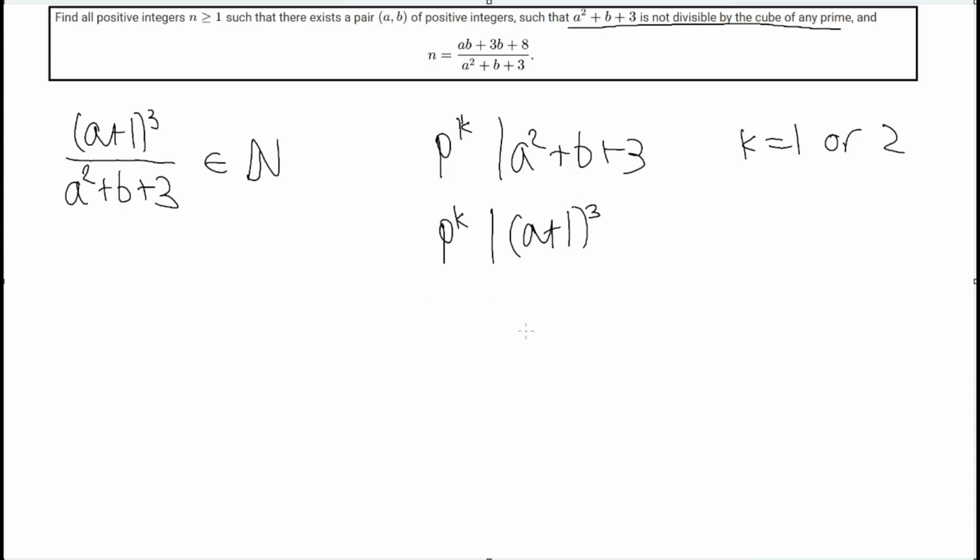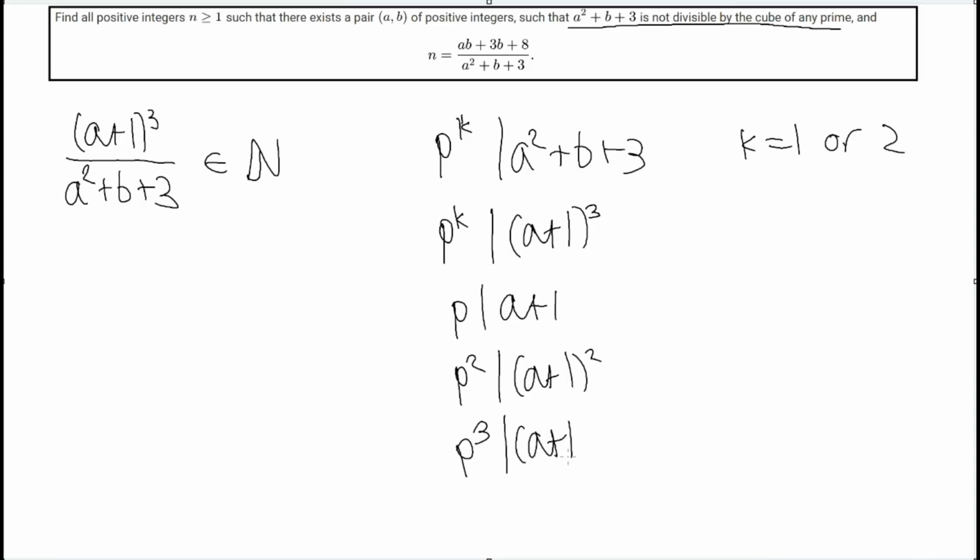And this means that p divides a plus 1, because that's the only way we can have p to the k dividing (a plus 1) cubed. And then whenever we square this, we end up getting p squared divides (a plus 1) squared, or p cubed divides (a plus 1) cubed. So if we look at this last one here, then we notice it's kind of strong because this k is either 1 or 2, and we have an exponent of 3 here. So obviously that's going to be true.